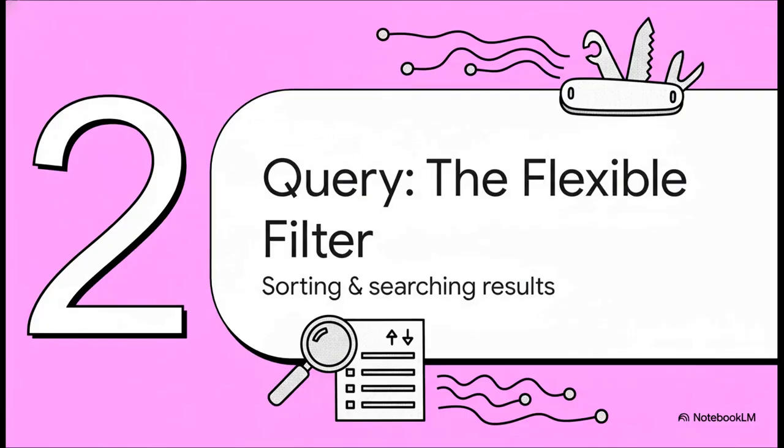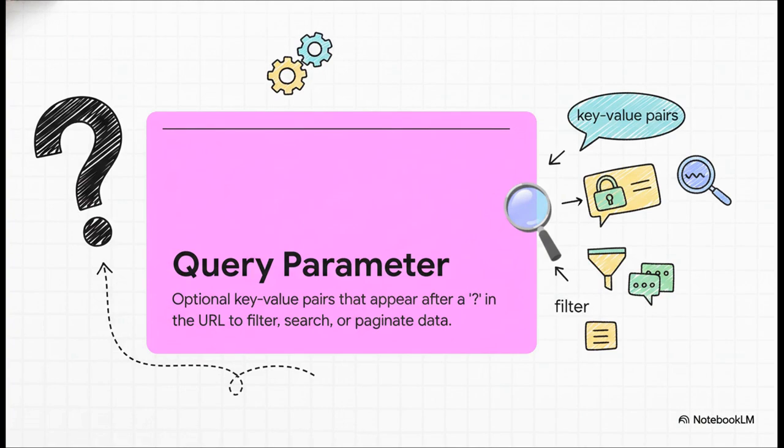Okay, so that's path parameters. Now, let's switch gears and talk about our second tool, the query parameter. And if the path parameter is like a scalpel, super precise, then the query parameter is your Swiss Army knife. It is all about flexibility. Its job is to sort, search, and filter a list of results. And here is the absolute key difference. Query parameters are optional key value pairs, and they always show up after a question mark in the URL. That question mark, that's basically the universal signal on the web that says, okay, the main address is done. Now here come some options.